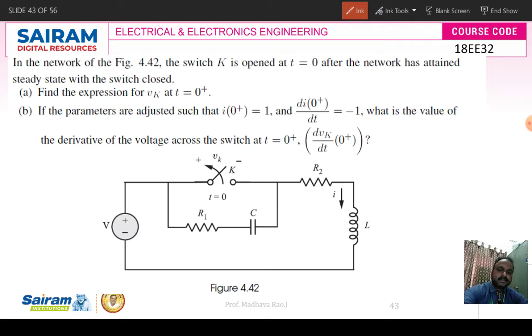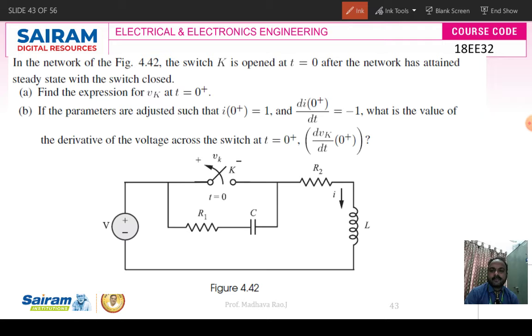These initial conditions we have discussed earlier. Initially the inductor acts as an open circuit, so current will not flow through it. Finally the inductor acts as a short circuit; that is the steady state condition. Similarly, the capacitor initially acts as a short circuit, and in steady state, that is t equal to infinity, finally the capacitor acts as an open circuit. These things we have to remember before doing this type of problem.